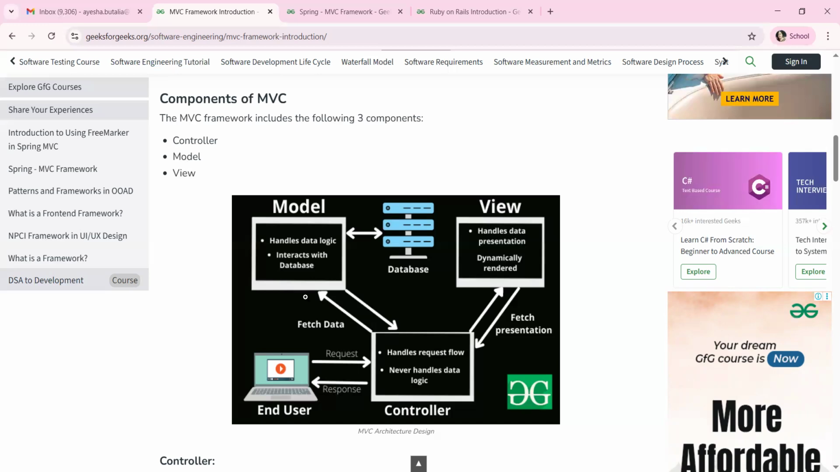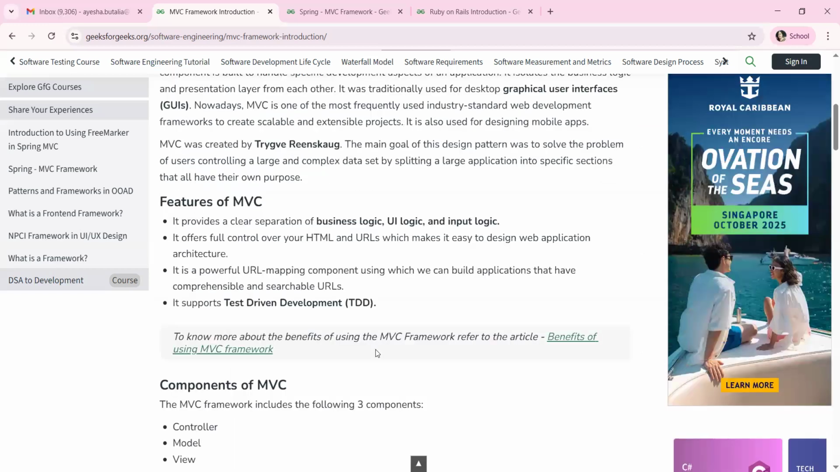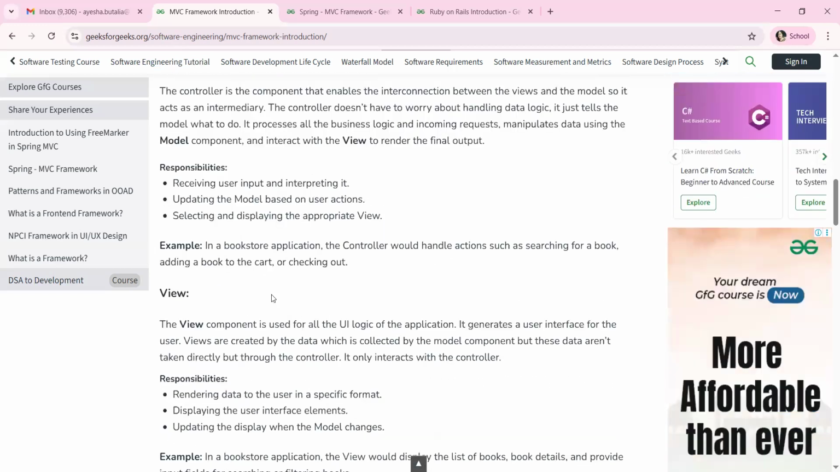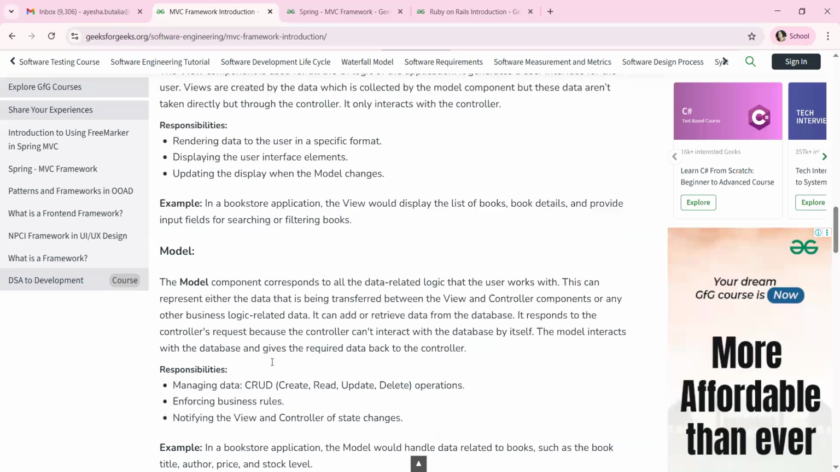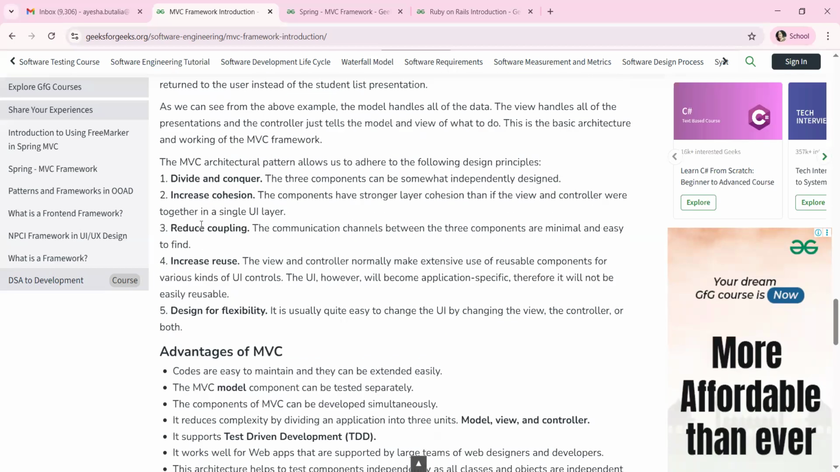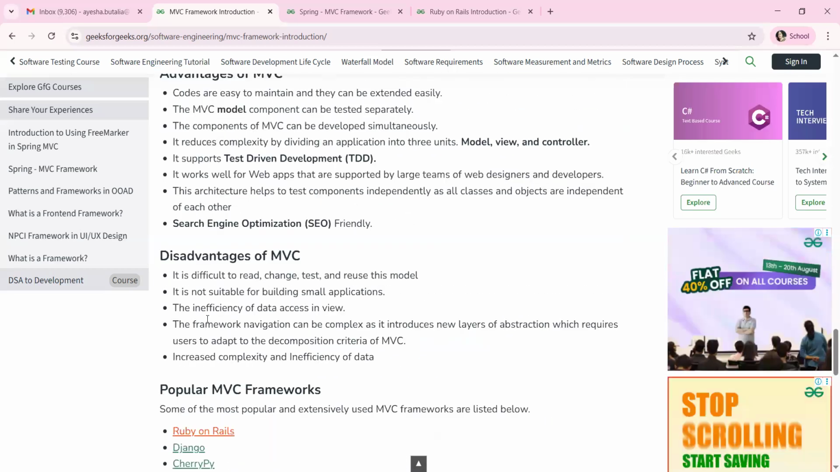So I hope with this explanation, it is now very simple to understand the advantages of the MVC architecture, and why we are doing this. This site gives you the entire detail of each, which I just tried to brief you on, so you can study this. Okay. And you also get the advantages as well as the disadvantages.